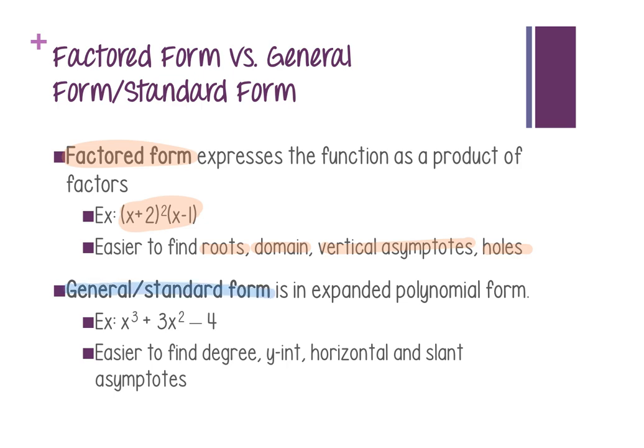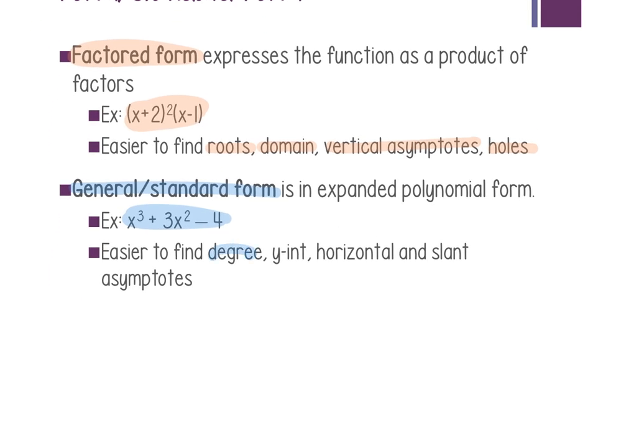General form or standard form is when it is expanded out. So if I had taken an expression and I had fully expanded it out, it would look like this. And for that form, it's easier to find the degree. For example, this one is 3. It's easier to find the y-intercept because if I just zero those things out, I get (0, -4). It's easier to find your horizontal and your slant asymptotes because you can easily spot what your n and your m are without having to expand it out.